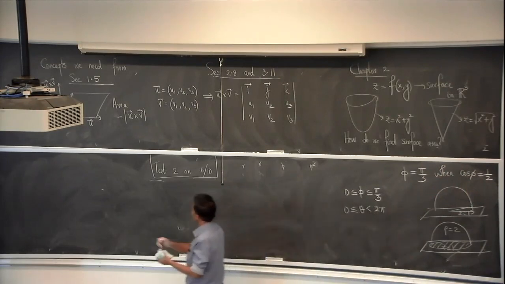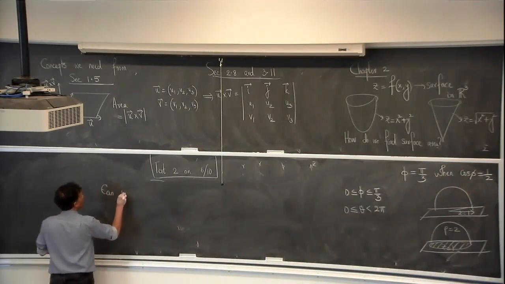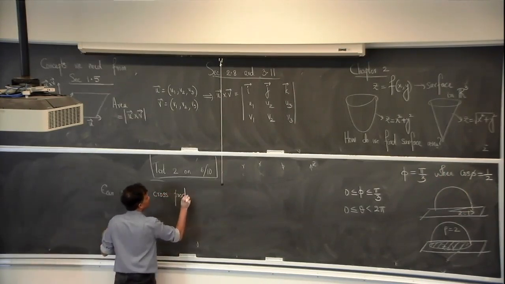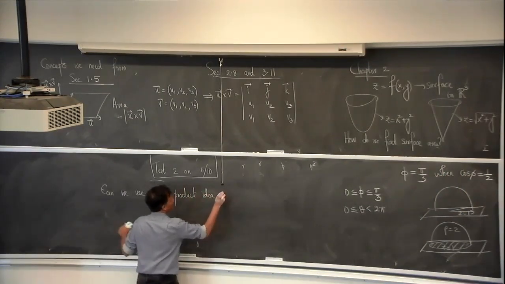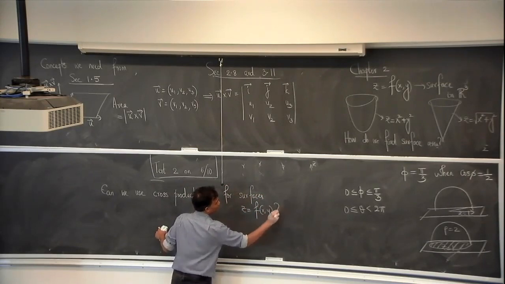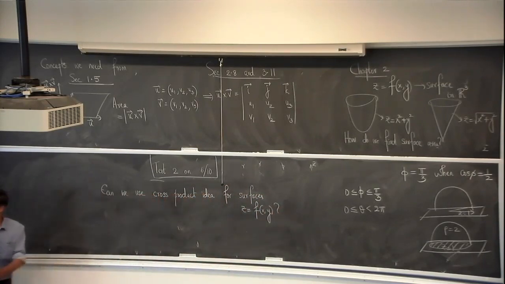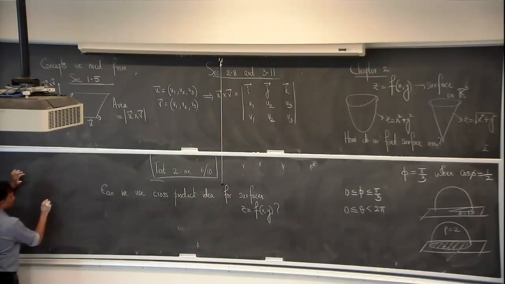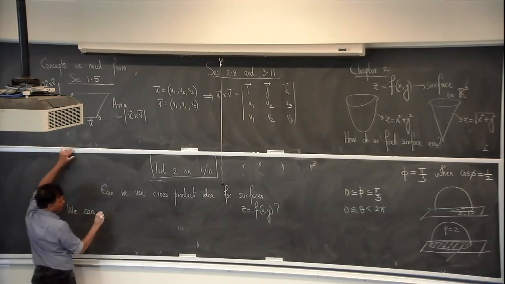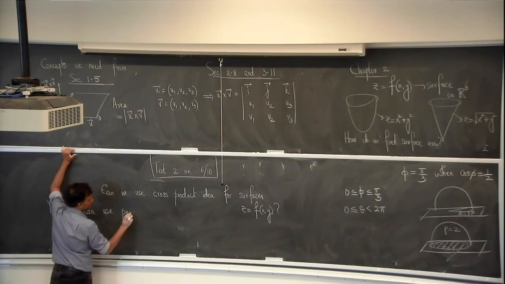Okay. So the question is, can we use the cross product idea for surfaces of the form z equal to f of x, y? The answer is yes, you have to make some small adjustments. We can do what we call as the parametric form for a surface.